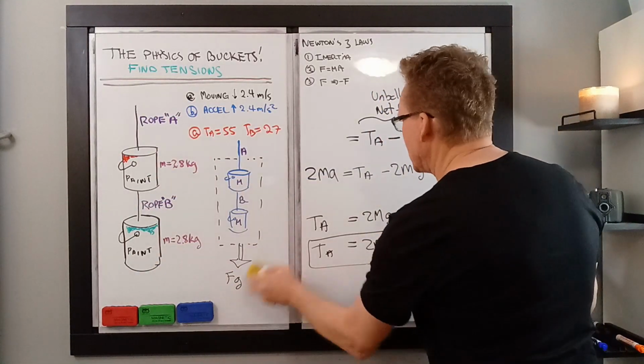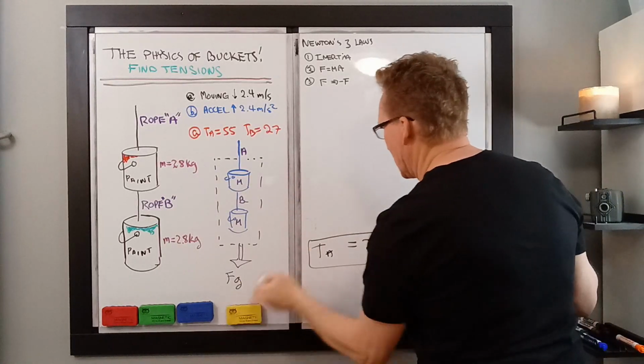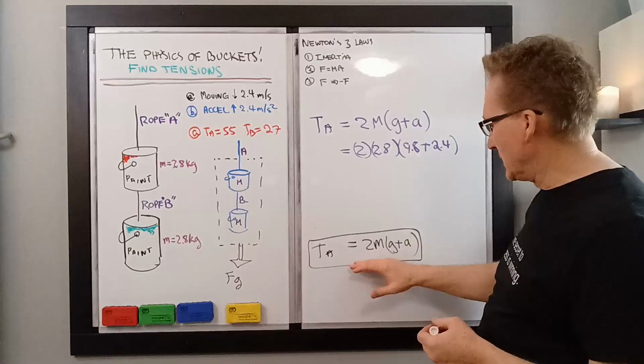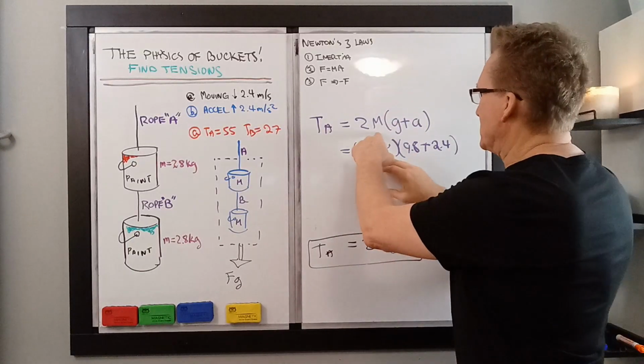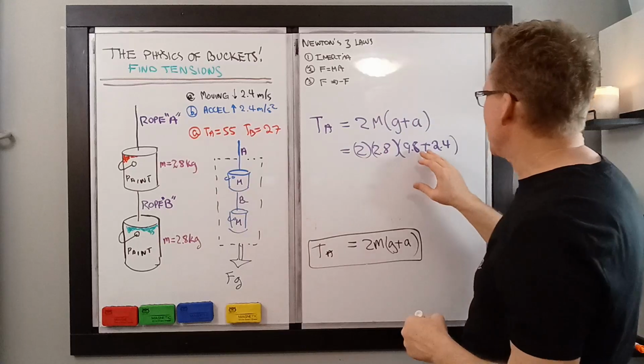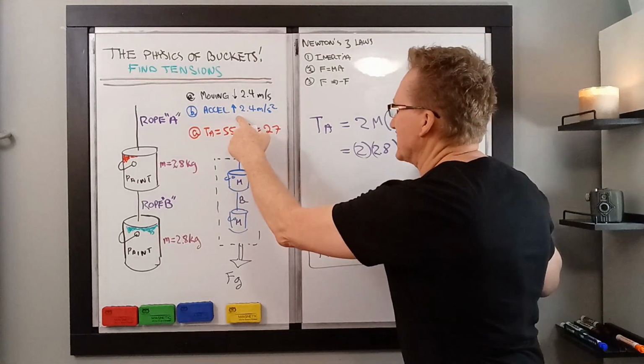We're going to erase a few things here so I can write the numbers in there. I'll just erase all of this. I don't think we need that right now. So you have just rewritten this. I've taken this equation, written up here, and then I've written in the specifics. M is 2.8, just like both of them are the same. 9.8 is gravity, and 2.4 is the acceleration.